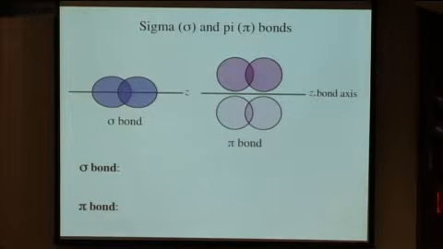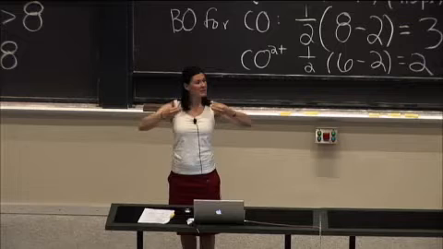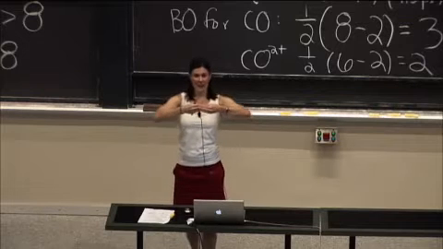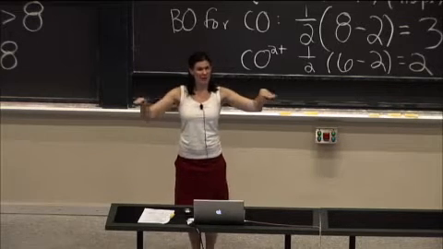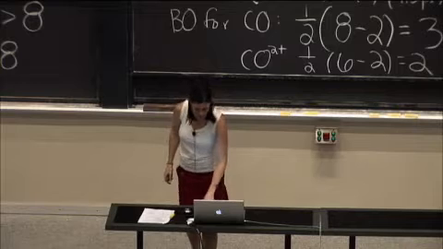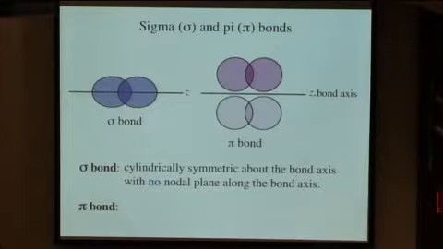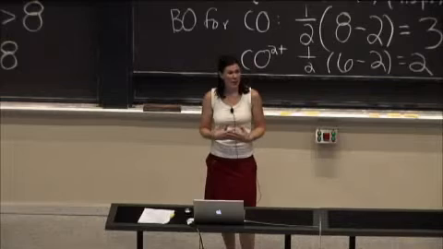And a sigma bond forms anytime you have two orbitals coming together and interacting on that internuclear axis. So we talk about a sigma bond as being cylindrically symmetric about the bond axis, and it's important to point out that it has no nodal plane across this bond axis. This is in direct contrast to when we're thinking about pi bonds.